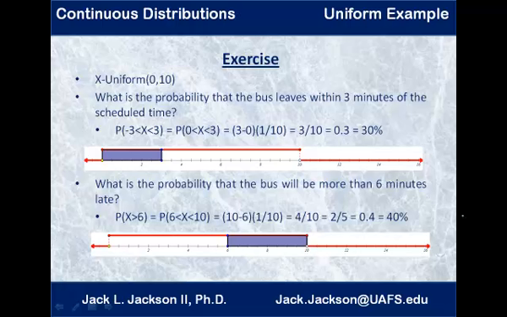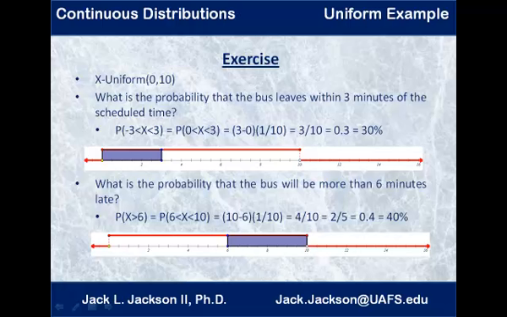So what's the probability that the bus leaves within 3 minutes? Well, within 3 minutes means anywhere from 3 minutes early to 3 minutes late. So that's the probability that -3 is less than X, which is less than 3. But we already said that there is no way that they're ever going to leave early. That probability is 0.